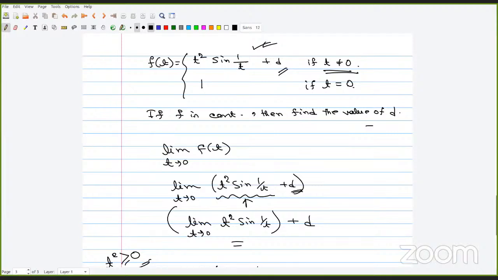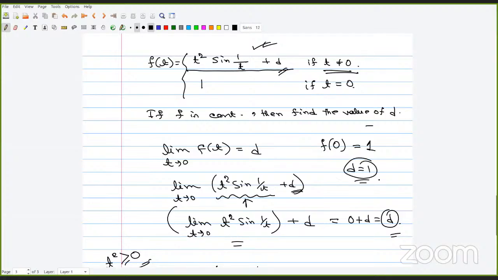Can you explain this sandwich portion again, please? One minute. When t tends to 0, the left hand side and right hand side limits are the same because the function is defined in the same way. So I want to find the limit as t tends to 0 of f(t), and I have calculated this as 0 plus d, that is d. Now what is f(0)? If it is continuous, then the limit should be equal to f(0). f(0) is 1. That means d should be 1.